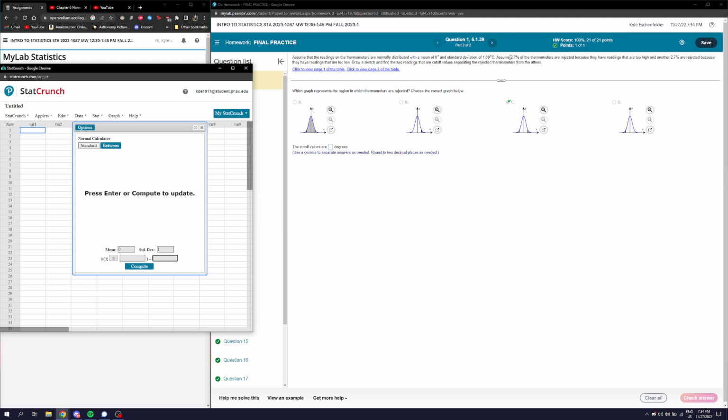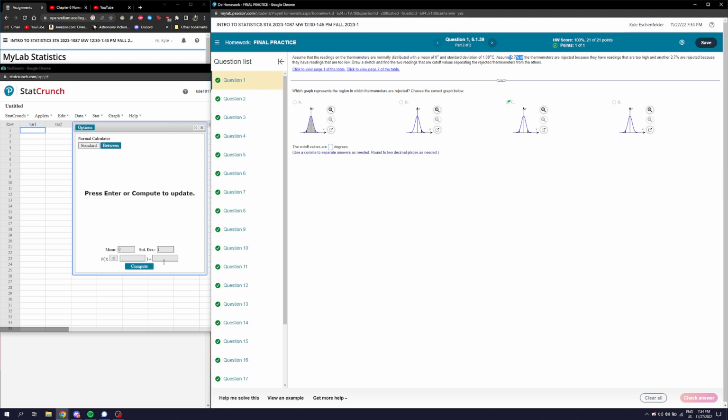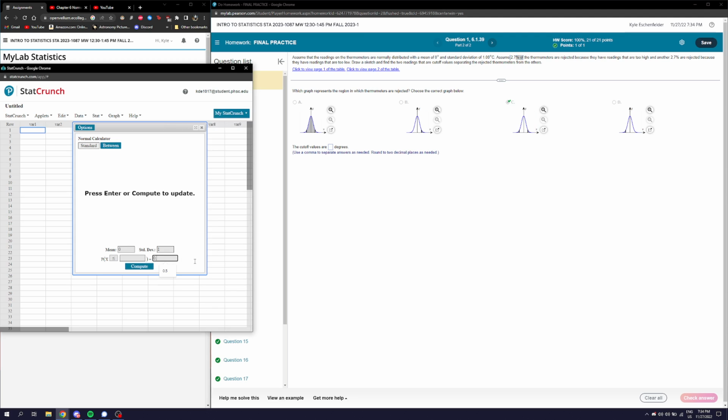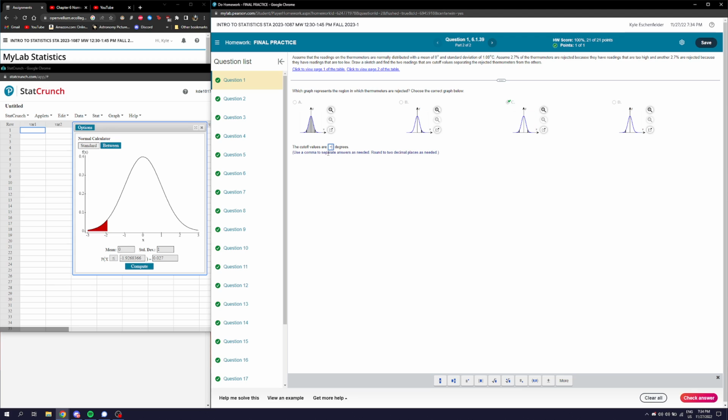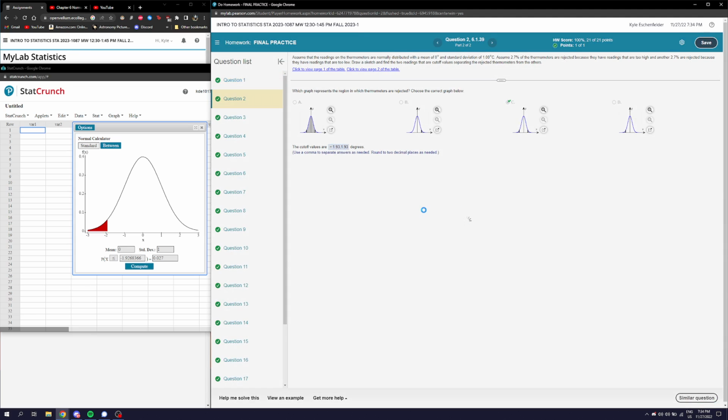The z-score is negative 1.93, because you got to round. So that's 0.027. Convert the percentage to a decimal, and that's your answer for both of them. There you go. That's question 1.